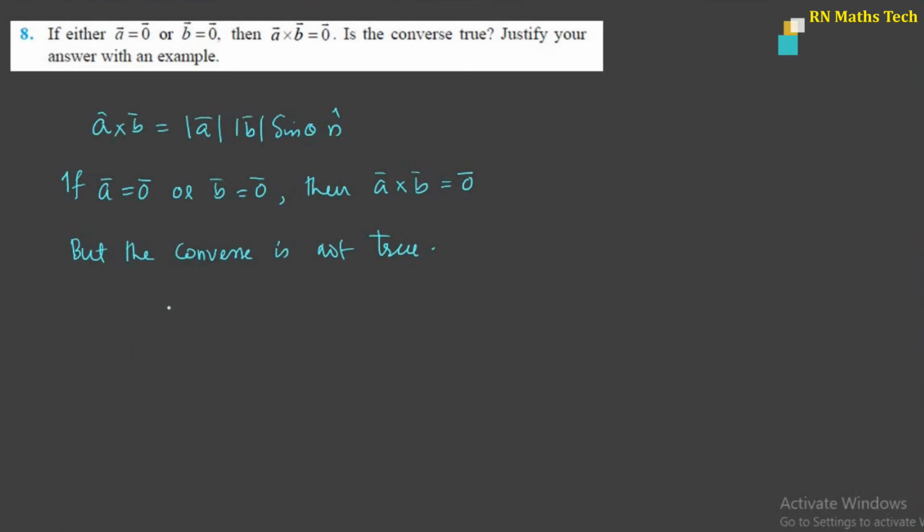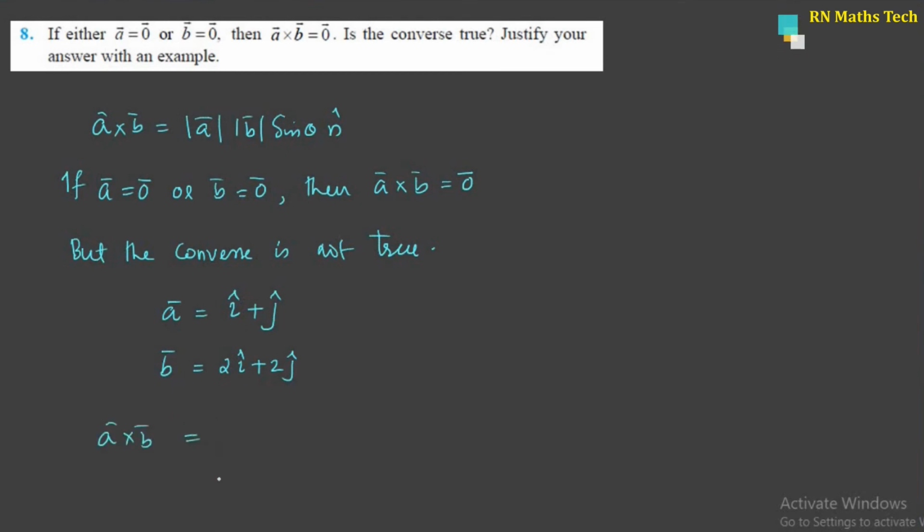Let A bar equal to i plus j, B bar equal to 2i plus 2j. These are two non-zero vectors. What is A cross B?